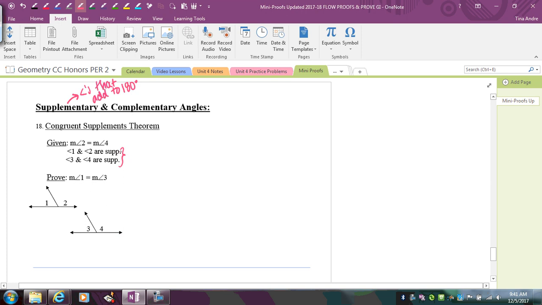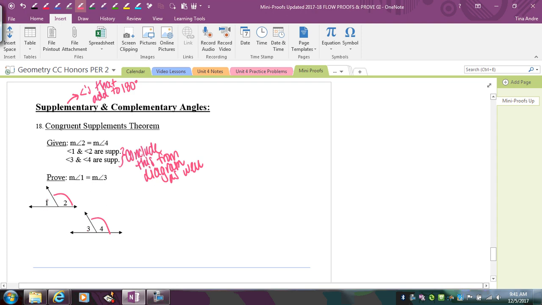So you can conclude this from the diagram as well. Just be aware of that. But in this particular situation, it's given. And then it tells us that the measure of angle 2 is equal to the measure of angle 4. If you look at what we're trying to prove, angle 1 and angle 3 are congruent.